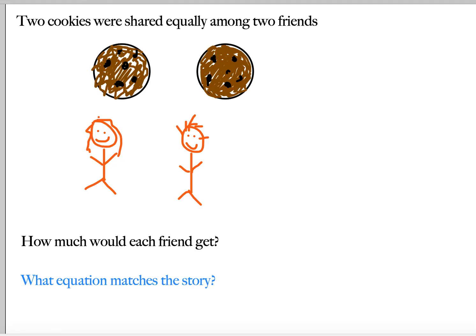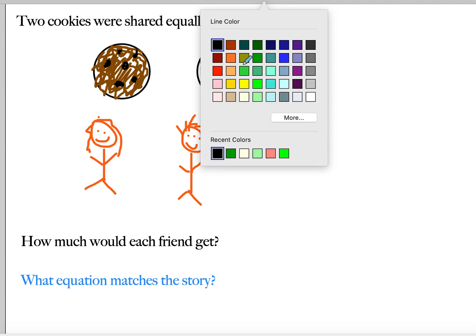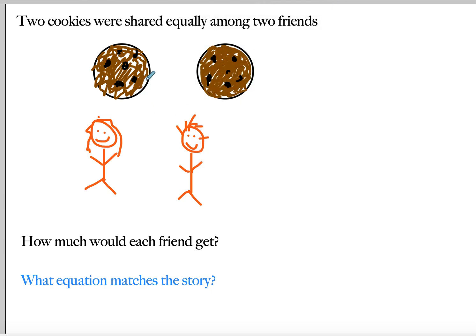So imagine that 2 cookies were shared equally among 2 friends, and you would want to know how much each friend would get. Well, you're probably thinking, Ms. Shames, this is a really easy problem, which it is, but it's important to help us understand the concept of division. So imagine I have 2 cookies and we want to know how much each friend would get.